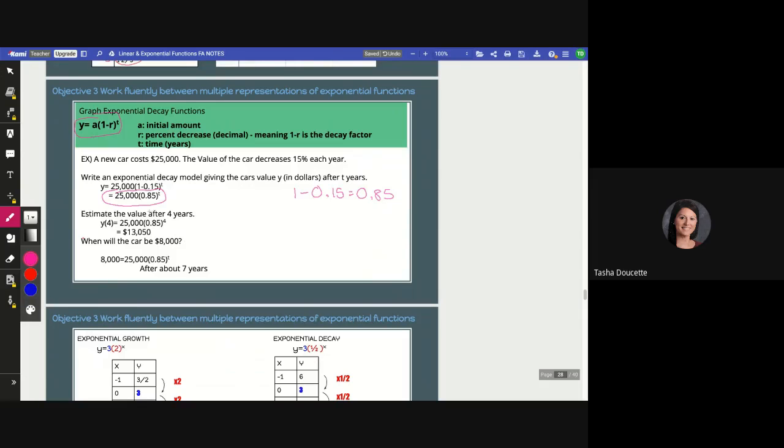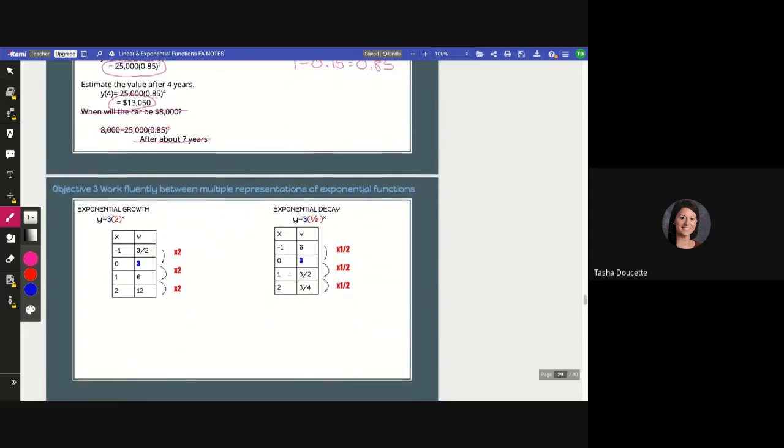That's it for that. Next, it's asking, estimate the value after 4 years. So what is the value of the car going to be after 4 years? We just plug 4 into where you see t, and then you'll find when you solve that, you get $13,050. Okay, this we are not going to do because that is probably something you would do, if not next year, the year after. So we're not going to do that.